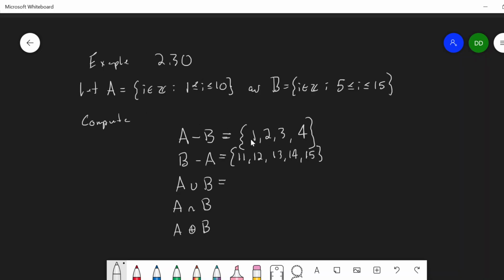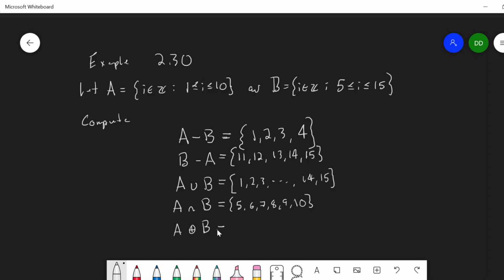Now A union B, we know how to do. This would be 1, 2, it's anything that's in either of these, all the way up through 15. So I'll go 14, 15, I'll use the ellipsis here, all of those integers. The intersection would be what? 5. 5 is in both, 6 is in both, 7's in both, 8, 9, 10 are each in both of A and B.